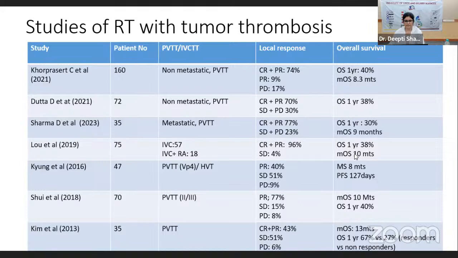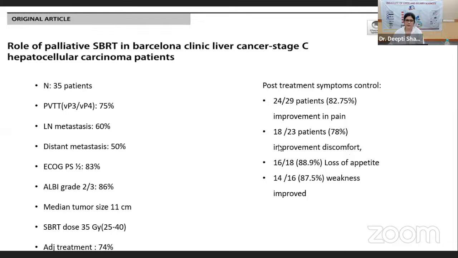This is one of the studies which has been published from our institution, the role of palliative SBRT in BCLC-C HCC patients. In this, radiation therapy was used as a palliative treatment in 35 patients with mainly VP4, 75% of the patients. Lymph node metastasis was there in 60%, distant metastasis in 50%, with an ECOG performance of 1 or 2 in 83%, Child-Pugh grade 2 or 3 in 86% of the patients. The patients were not fit for any other mode of locoregional therapy and were considered for radiation therapy.